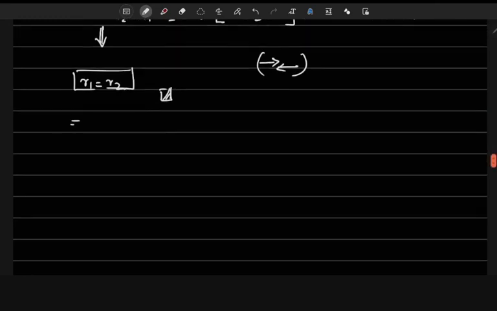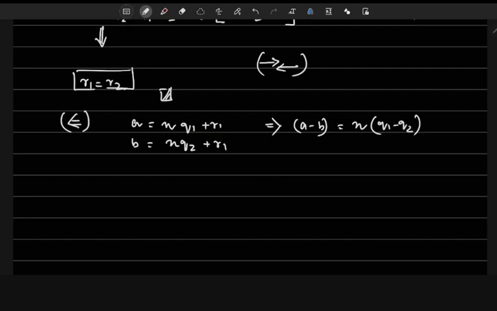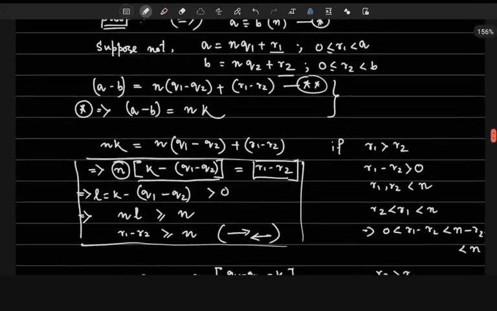Now the if part. That means if they leave the same remainder, then they are congruent. This is quite trivial. Suppose A is equal to n q1 plus r1 and B is equal to n q2 plus r1. Then A minus B is equal to n into (q1 minus q2), and that implies n divides A minus B, and that will imply A is congruent to B modulo n by the definition. And hence we have proved that two arbitrary numbers are congruent modulo n if and only if they leave the same remainder when divided by n.